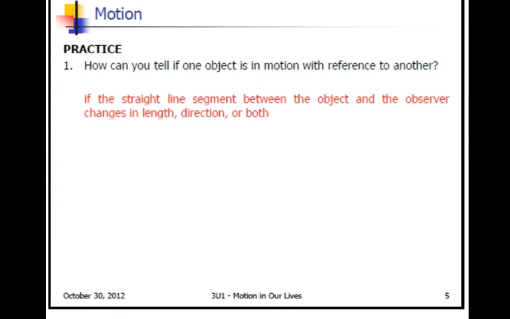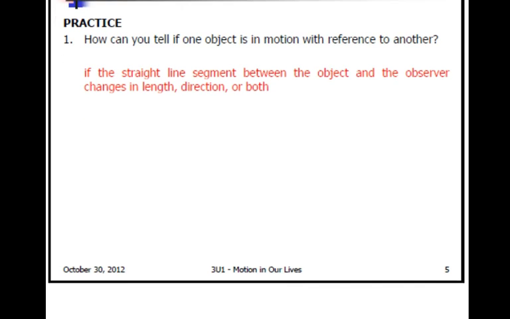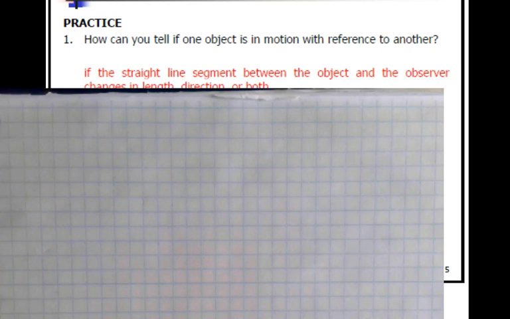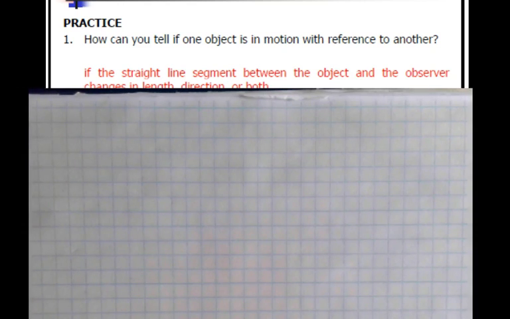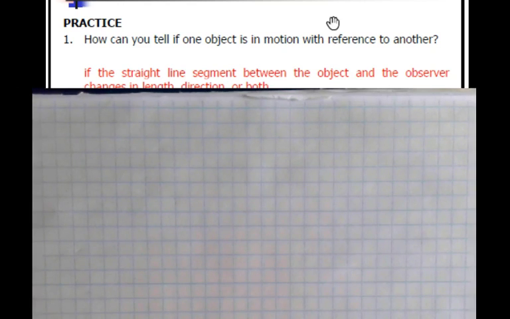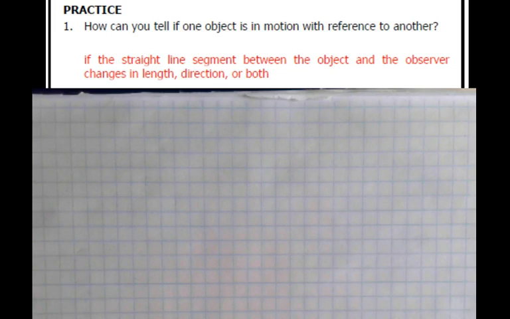So let's talk through some practice problems. First, it says here, how can you tell if one object is in motion with reference to another? And the idea that we have is that we could use the straight line distance between these 2 points to determine if motion is occurring. So let me show you what this kind of means.